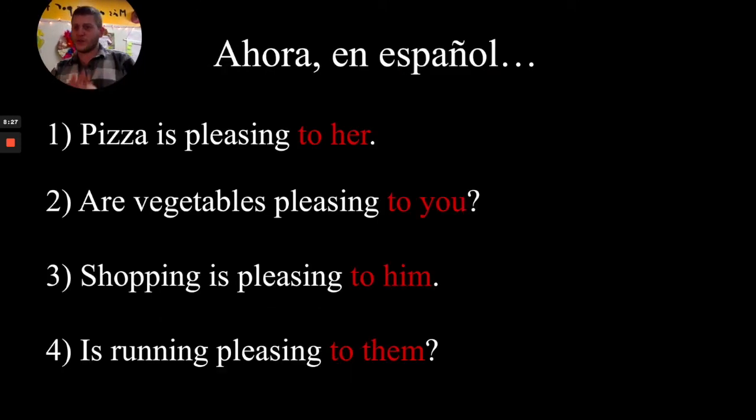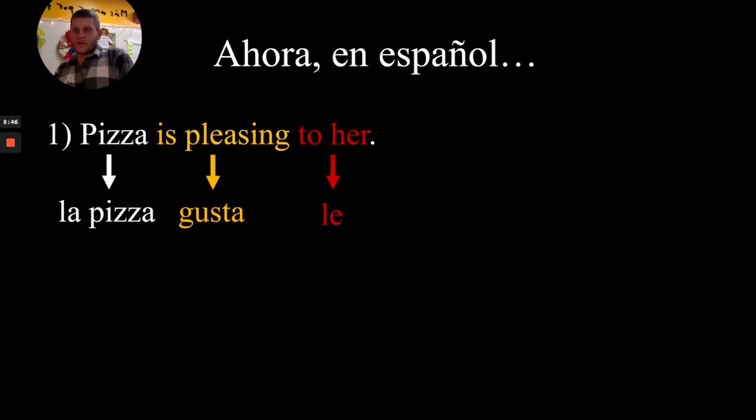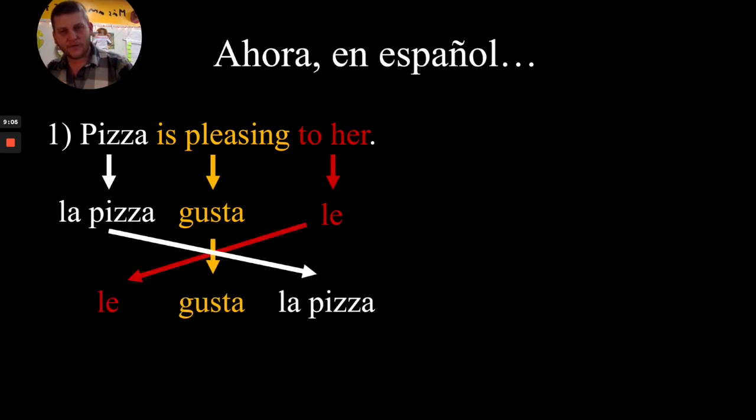Okay, so let's do this in Spanish. Here we go. Pizza is pleasing to her. Which one of those words that you just wrote down is going to be for "to her"? Hopefully you're saying the word is le. We've got pizza is la pizza. We're going to go ahead and conjugate our verb. Gustar is gusta. And you've chosen le, as we've just mentioned. So now, let's put these words into the final sentence and look what happens here. It's going to get a little funky. Bear with me. Here we go.